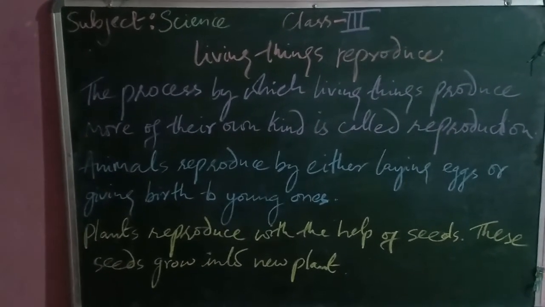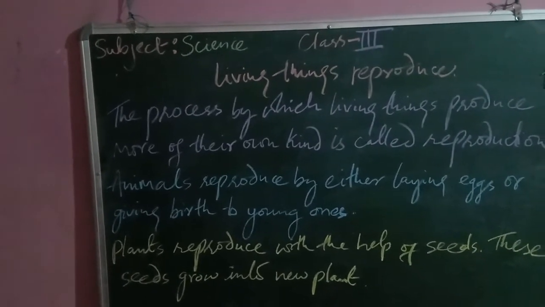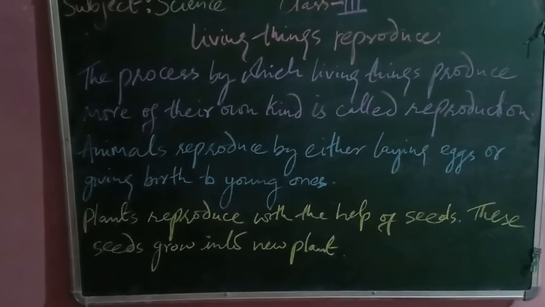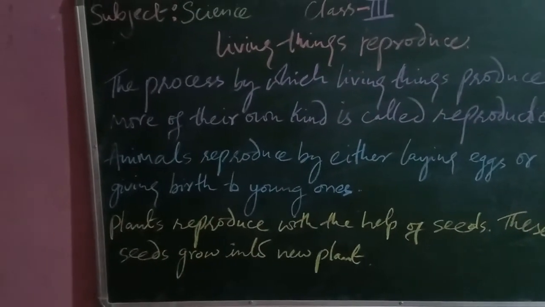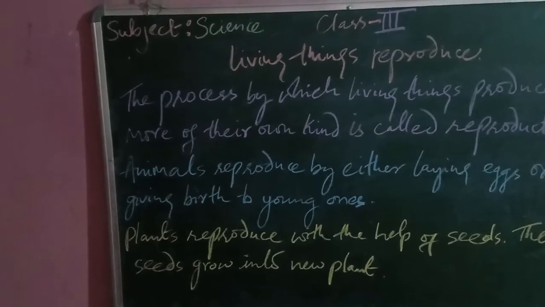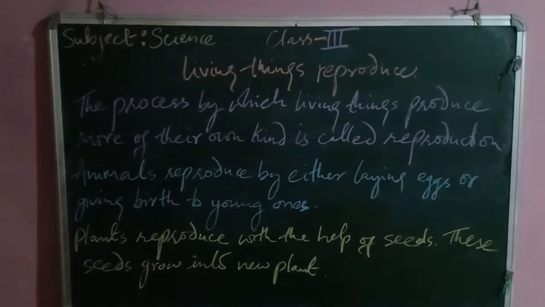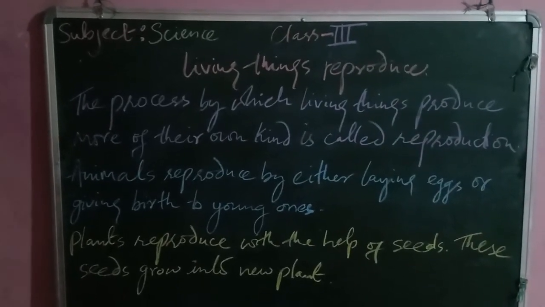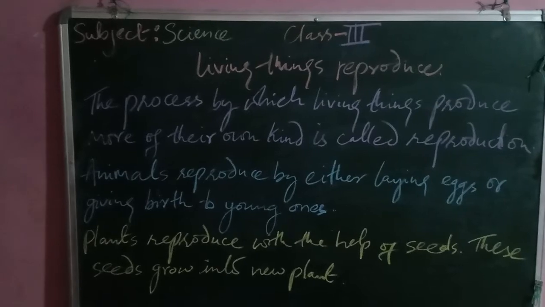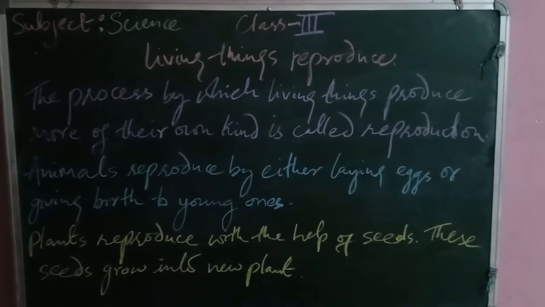So plants reproduce with the help of seeds. From a new seed, a new plant grows. But there are other plants like carrot, money plant and potato that also give rise to a new plant with the help of their roots, stems or leaves.